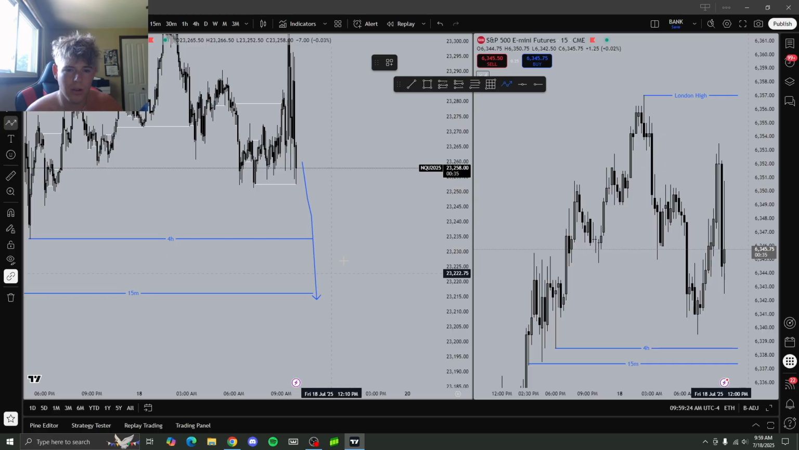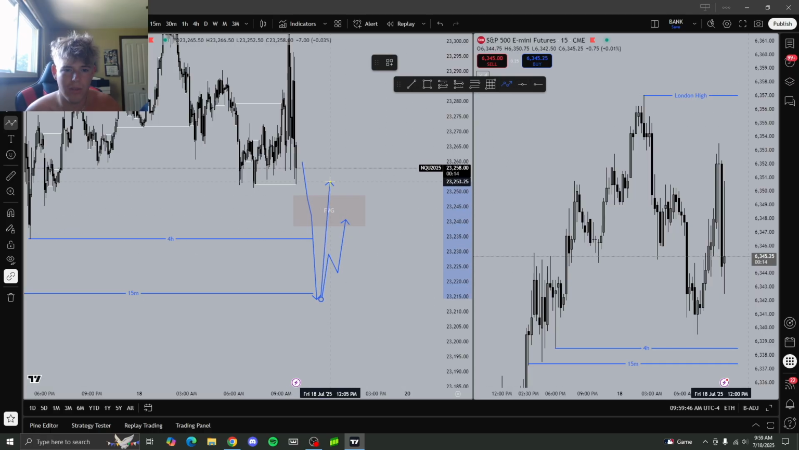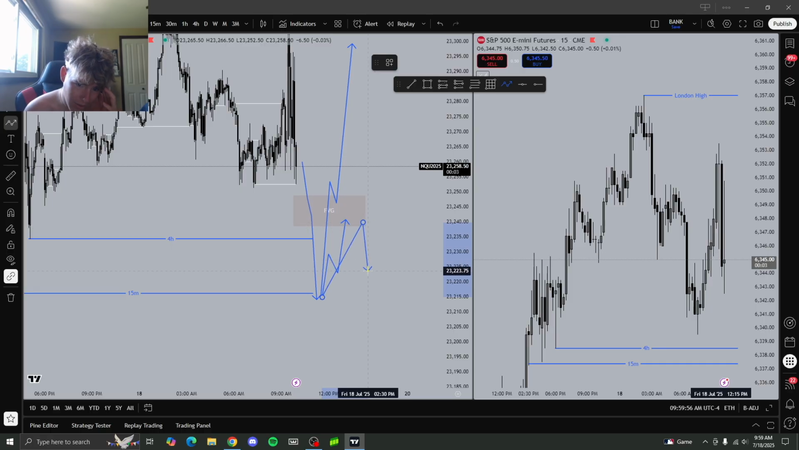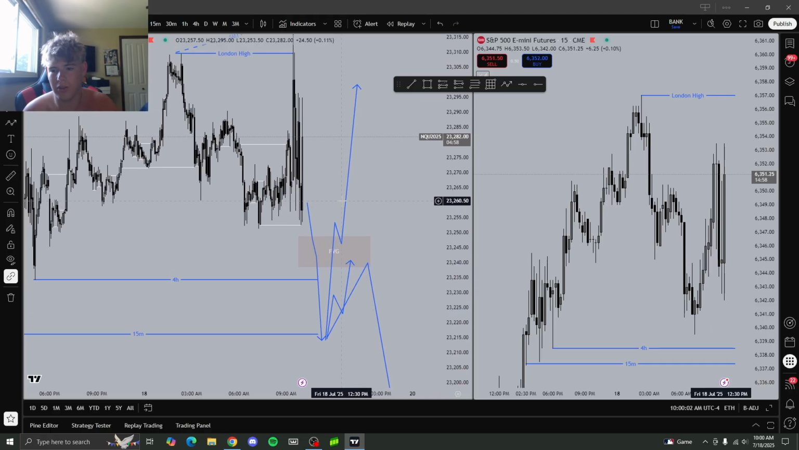We could either, say it's like right here, we could either get long targeting the gap. So that's one scenario. We could wait for inversion to long, or we could also retest. We could test the gap and short from it. So those are my scenarios. Here's news, it's coming out.